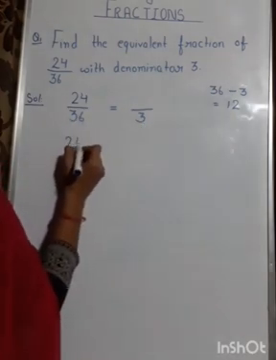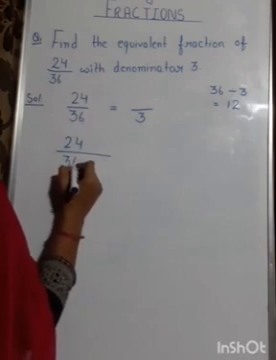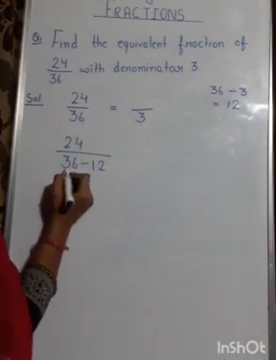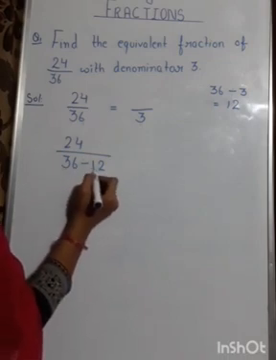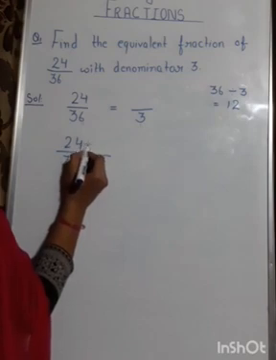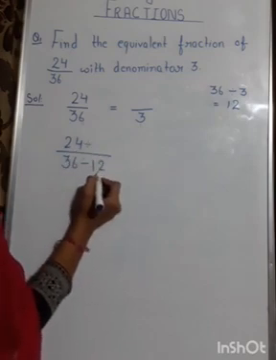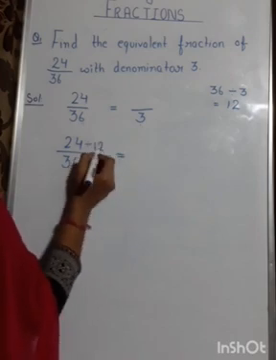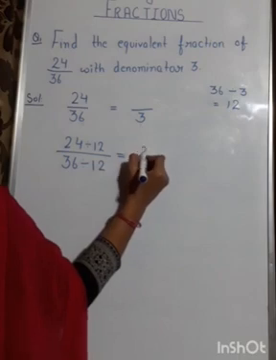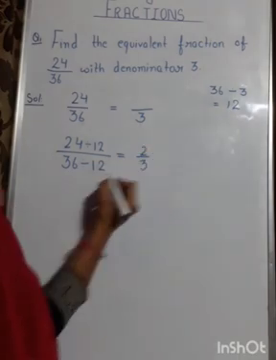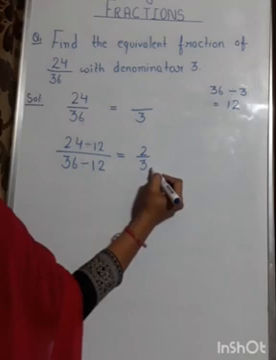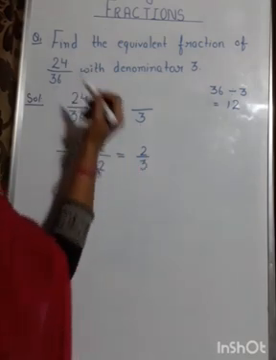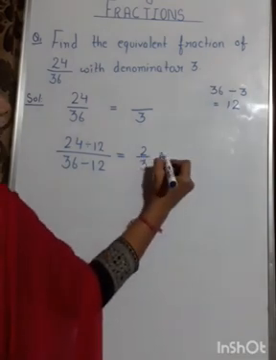So you will write 24 by 36 and 36 divided by 12. Now, a very important thing: if you are applying any operation to the denominator, you have to apply the same to the numerator. It means if you are dividing the denominator by 12, you have to divide the numerator by 12 only. Now when you divide 24 by 12, what are you getting? 2, and here you are getting 3. So your answer is 2 by 3. It means 2 by 3 is an equivalent fraction of 24 by 36 with denominator 3.